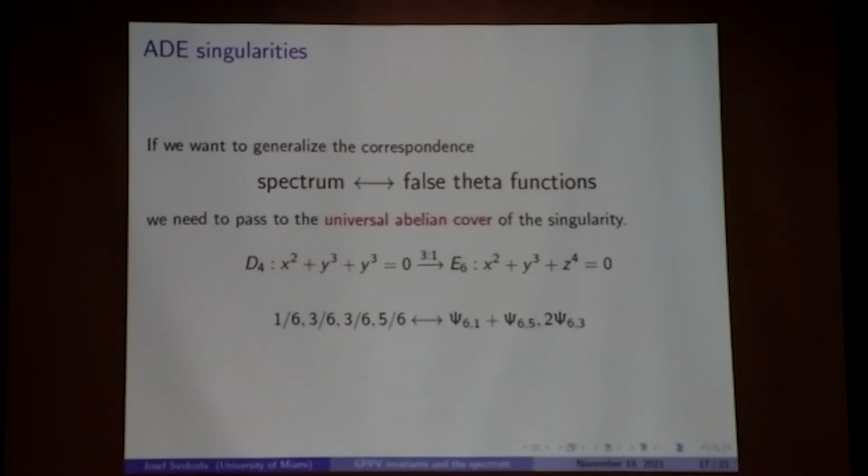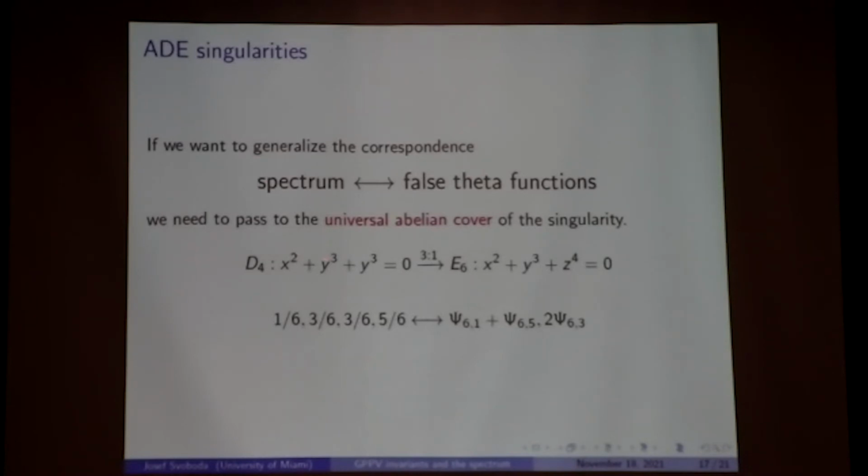And if you ask how you can get this by a very simple thing, you can take the link of the singularity, and it has these Seifert invariants. So the denominators are 2, 3, 3. If you just consider x squared plus y cubed plus z cubed, you will get this abelian cover. So in a sense, it just depends on the topology of this link.